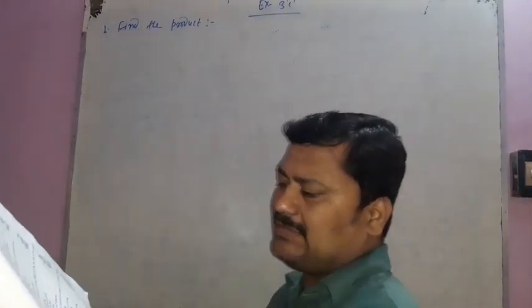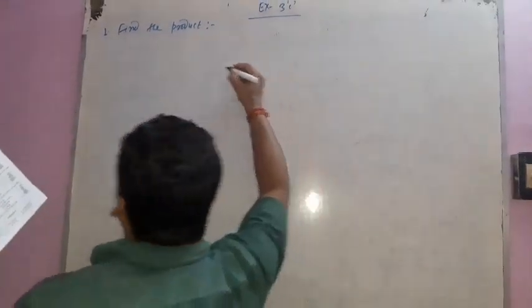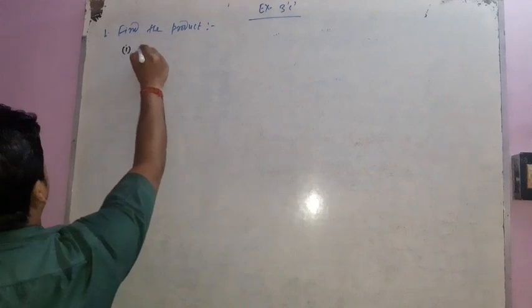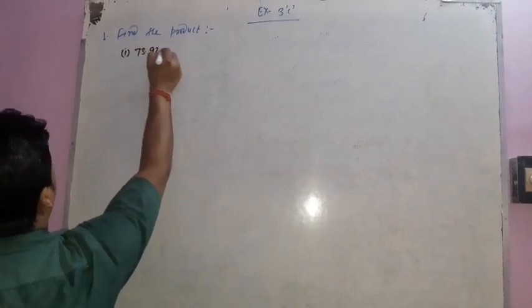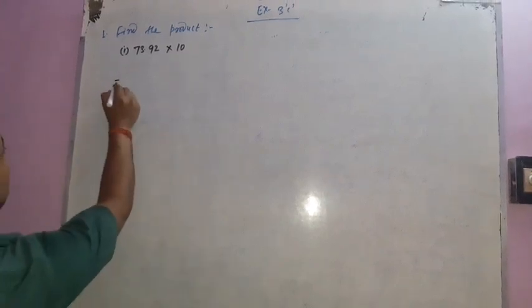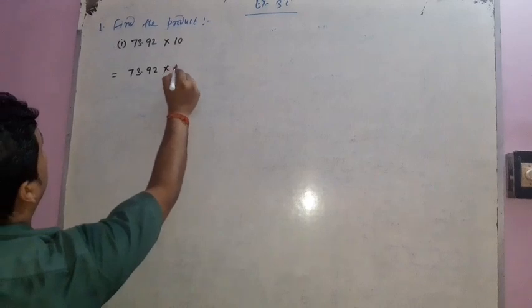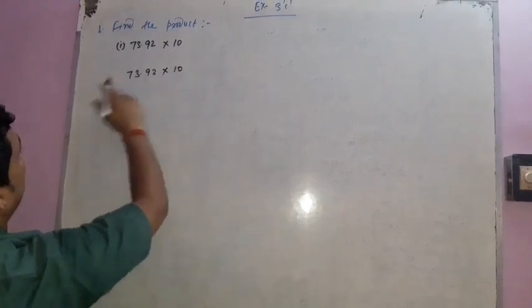So we will start here with exercise 3C. The first question is find the product. The first number given here is 73.92, that we have to multiply with 10. First, what we have to do? We have to multiply 73.92 with 10.